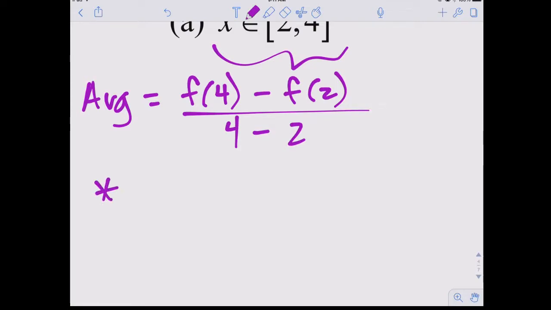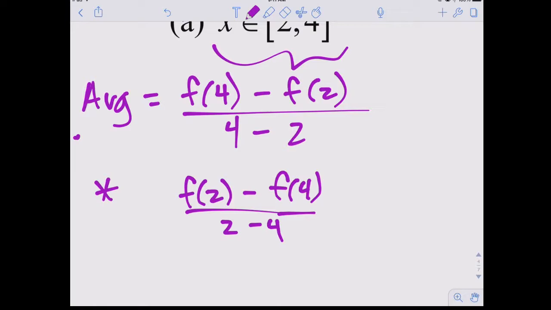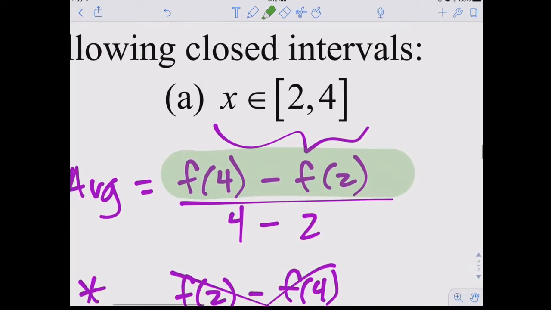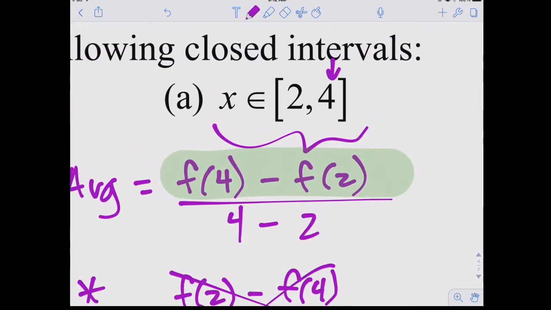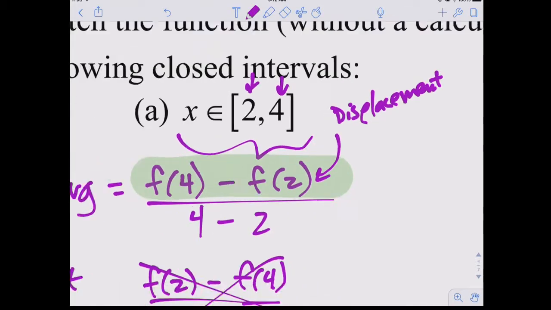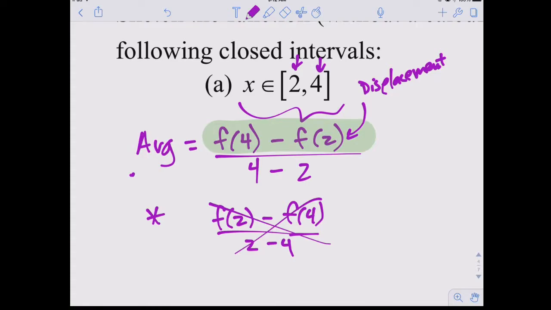Now here's just a little note. Remember in Algebra 1, you could put the ordered pairs in any order you want, as long as you did the corresponding change in the denominator. So you could do f of 2 minus f of 4 over 2 minus 4, and you'll get the exact same number. However, I would discourage you from doing that, because when we start getting into the applications, when you do f of 4 minus f of 2, that is the position at the right endpoint minus the position at the left endpoint, the numerator now becomes meaningful. It's the displacement. It's your final position minus your initial position. But if you do f of 2 minus f of 4, that's not your displacement. So get in the habit of doing final minus initial.